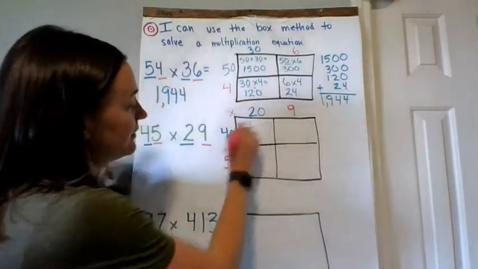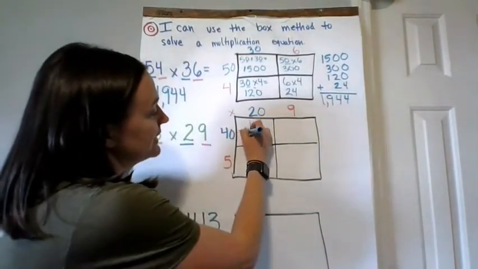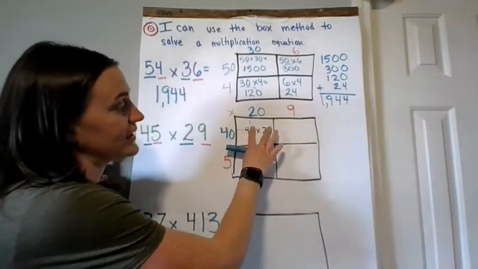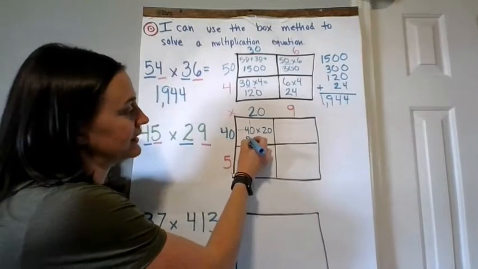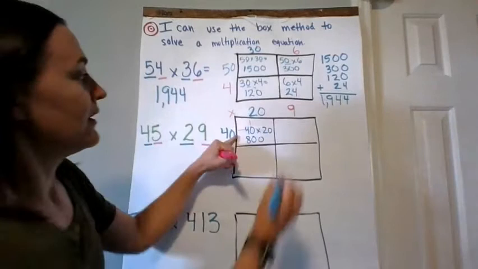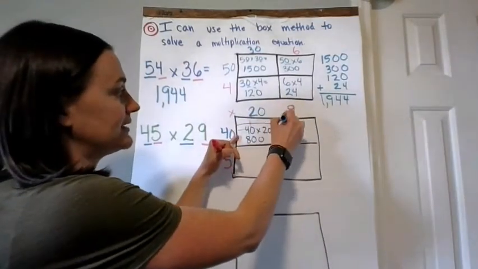Start here, 40 times 20. Oh, I know that 4 times 2 is 8. And then I'm going to add my 2 zeros, 800. Next, 40 times 9.